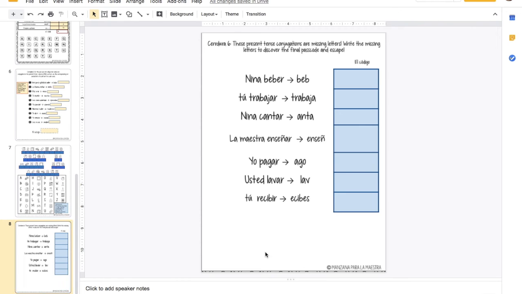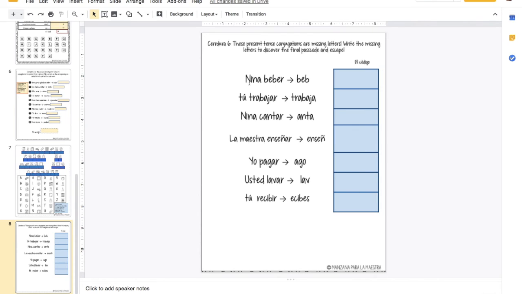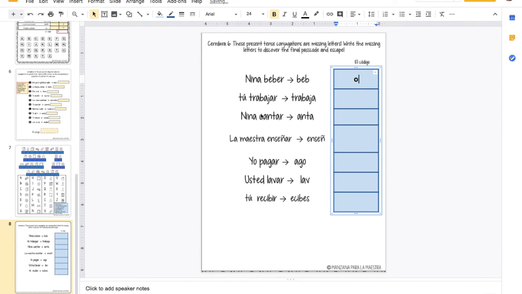Now the very last one, all we need is for you to finish off the word and tell me what is missing. It says Nina beber. You have an ER verb, so you take away the ER and you are going to put the ending that goes with Nina. Let's say, and this is incorrect, that your answer is O. Once you fill this up completely, you're going to have a word written out, and I'm going to put a text box here that you're going to spell it out and then also translate what it means.